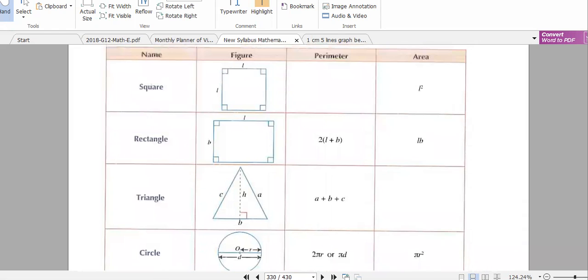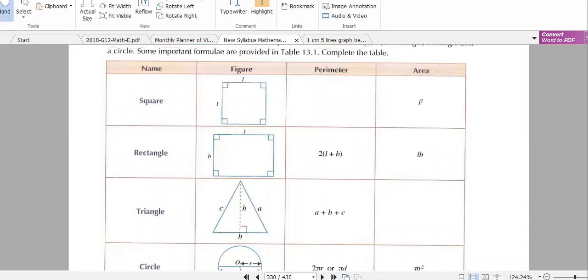4 or 5 plane figures in this chapter. Number one is this square. Square is a quadrilateral or four-sided figure in which all the sides are equal in length. You can see that both sides are L, and the angle between the adjacent sides is always 90 degrees. So this is a square.